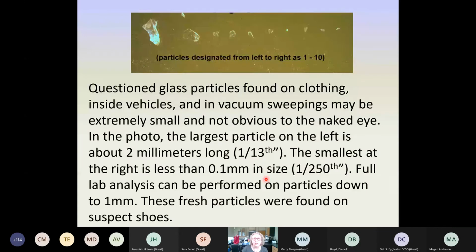So this is just a quick photo of some of the particle sizes that we see, just to give you an image. The largest particle here on the left is 2 millimeters in size, and then the smallest one on the right is 1/10 of 1 millimeter. So the ones that are big enough for analysis are definitely these two on the left, full analysis, and then we would probably do some screening analysis on the smaller ones. And these were retrieved from a suspect's shoes.